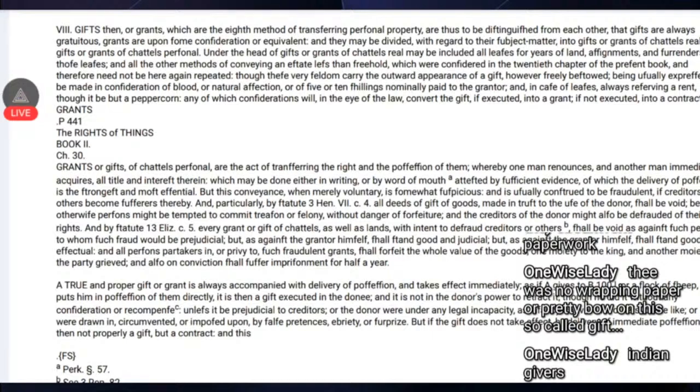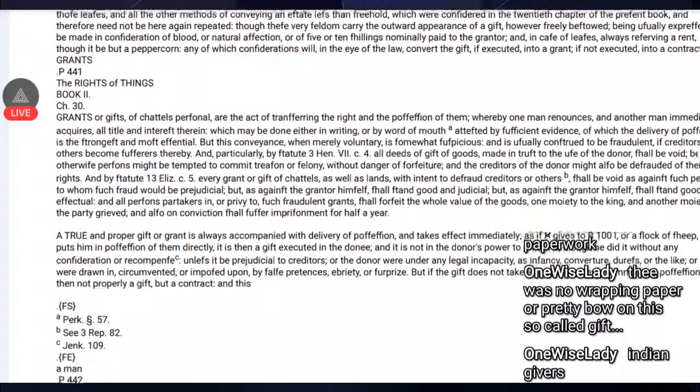Grants or gifts of chattels personal are the act of transferring the right and possession of them, whereby one man renounces and another immediately acquires all title and interest therein, which may be done either in writing or by word of mouth. Although oral trusts are not worth the paper they're printed on, so they're not worth anything, attested by sufficient evidence, of which the delivery of possession is the strongest and most essential.